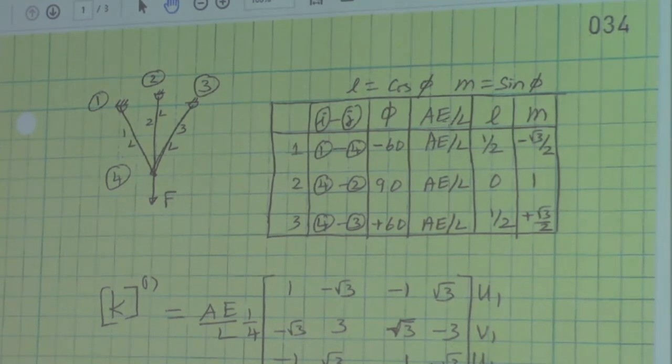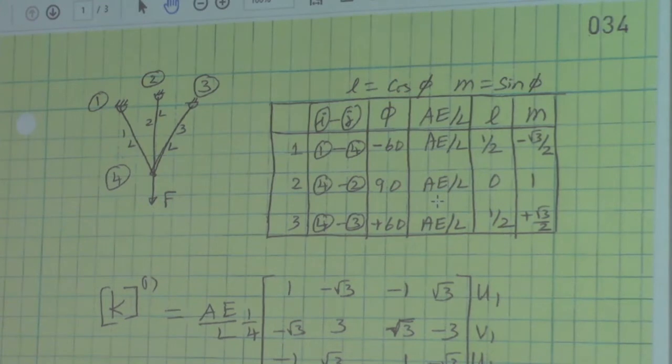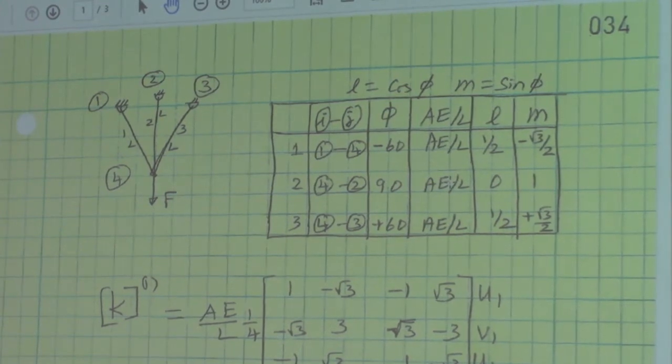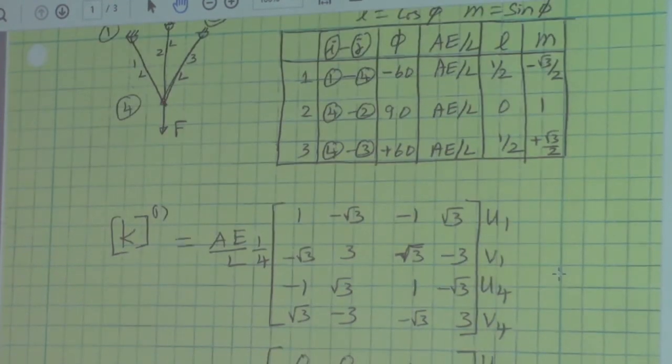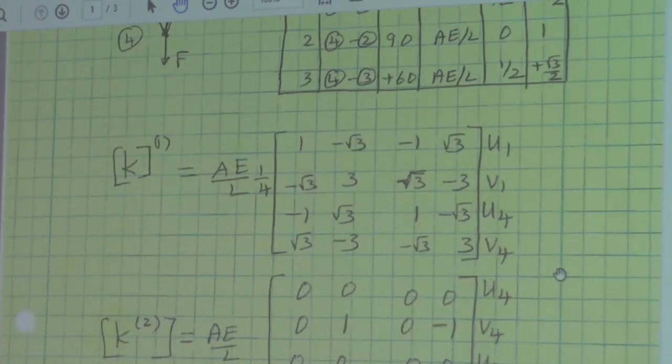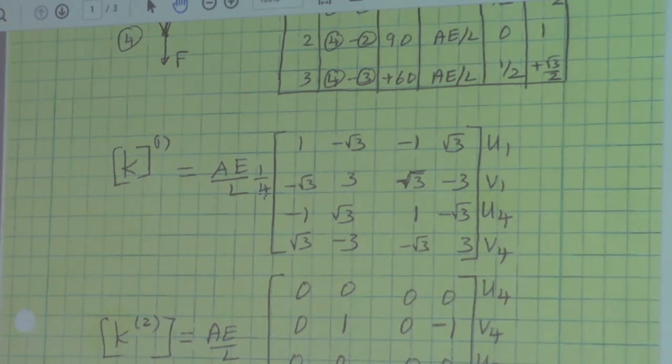For each element, there is an AE over L. It's the stiffness of the element. In this problem, all members have the same area of cross-section, Young's modulus, and length, so all have the same axial stiffness, AE over L. Then I calculate the direction cosines l and m, cosine phi and sine phi. Then I go to each stiffness matrix and substitute into the formula I wrote here. I took the 4 outside for convenience. Otherwise, this 4 would be in the denominator everywhere. It's too many 4s, so I took the 4 outside the matrix.